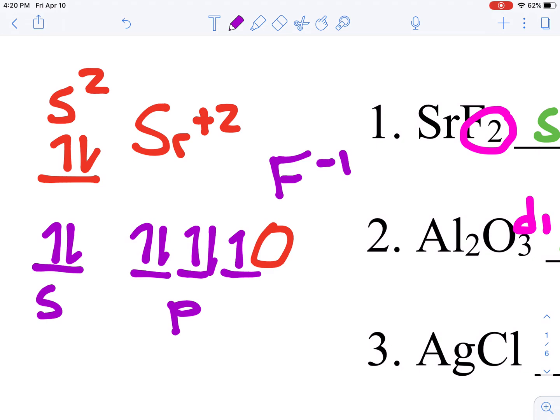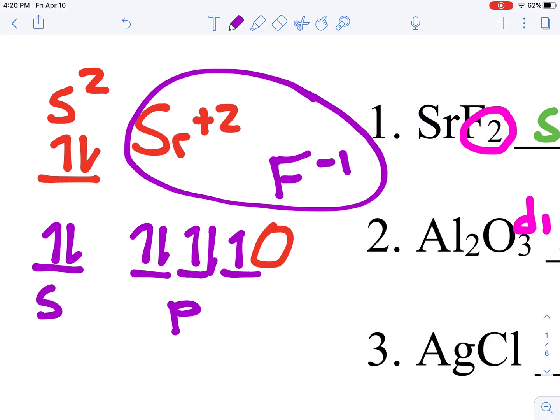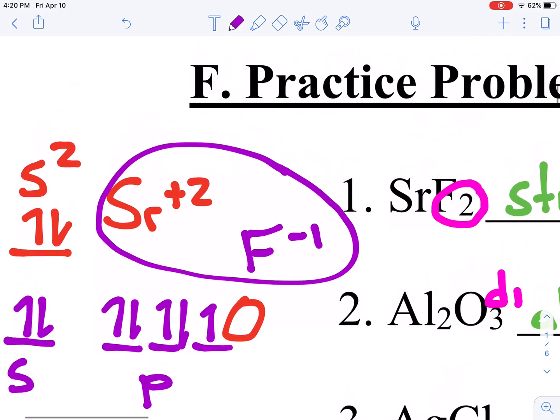And if you think about that, the only way to put these two together, a -1 and a +2, is to put 2 of the negative ones to match every +2, right? So that means we're going to have 2 Fs for every 1 Sr, right? That's the only way their charges can cancel out. So you can predict these charges based on that.